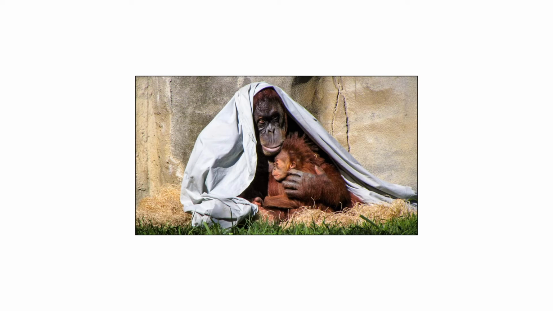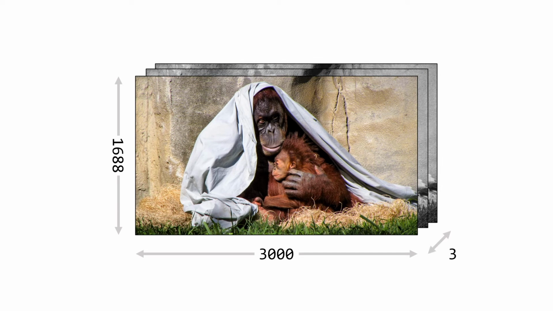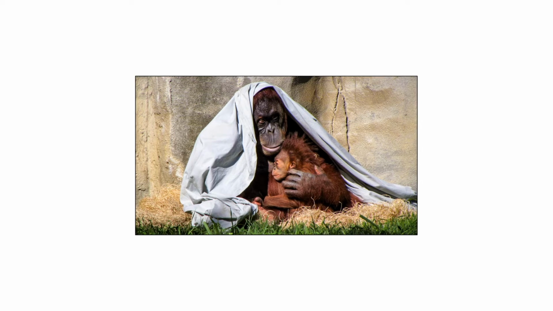Here we have a picture of an orangutan. The image is 3000 times 1688 pixels in size, with 3 color channels. We first flatten our image to 3000 times 5064. No information is lost in this flattening step. Also, image dimensions are written as width times height, but the size of matrices are written as height times width, and we need to keep this in mind. Now we have an image matrix of size 5064 times 3000.